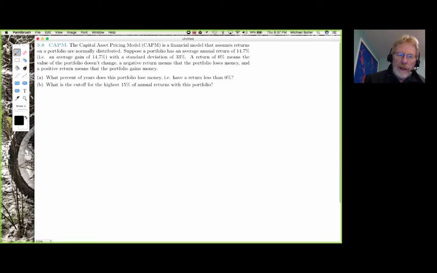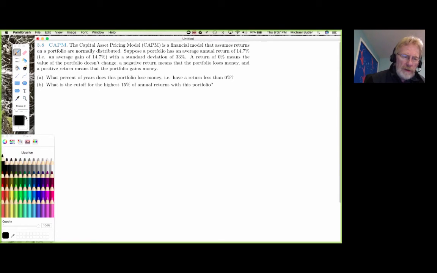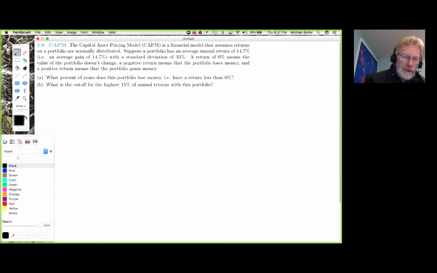Okay, so it asks us a couple questions. The first one is, what percent of the years does the portfolio lose money? That is returns less than 0%. And the second one, what is the cutoff for the highest 15% of annual returns for this portfolio? Okay, so a couple of hints on how to go about working this problem to help you figure it out.